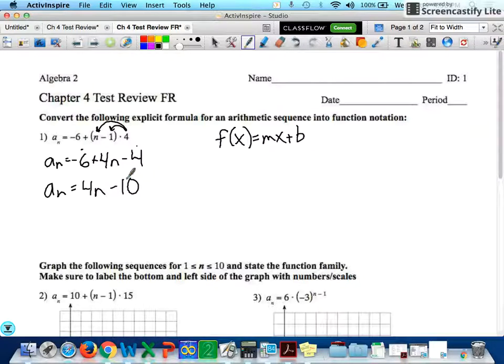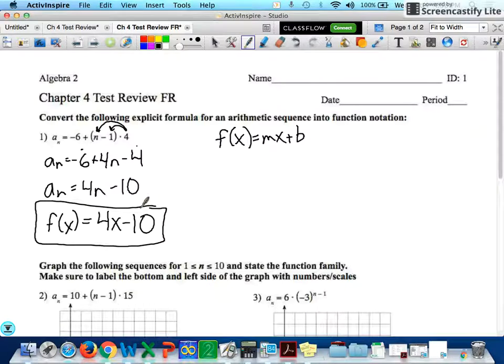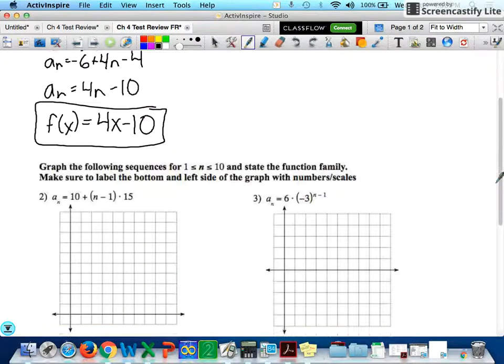All right? The last thing I have to do is make it into function notation, which means this is where I do that little bit of voodoo where I don't really do any math. I just rename things. A sub n becomes f of x. And whenever we change it, this says a depending on n. When we change it to f depending on x, we have to change the variable inside our equation. So that would be my final answer. Please do your best to indicate your final answer to me in some way, shape, or form.